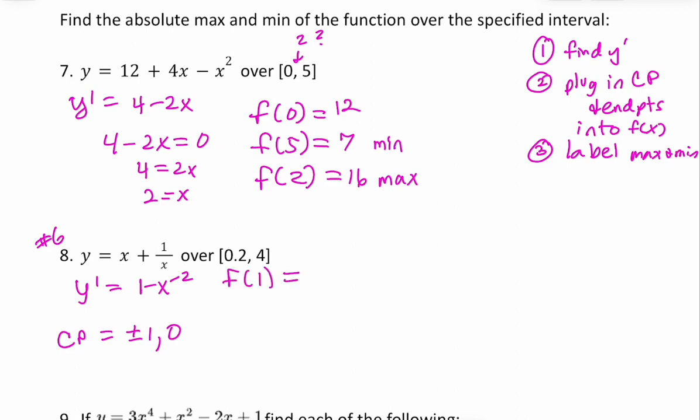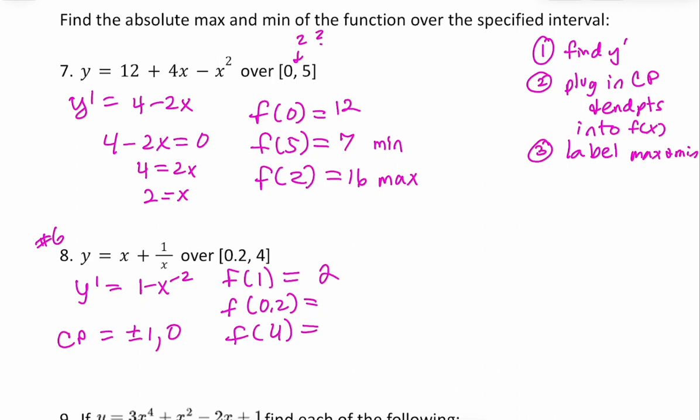Is negative 1 in that interval between 0.2 and 4? No. Is 0 in that interval from 0.2 to 4? No. But we always have to plug in our endpoints. So the critical numbers we found are limited to the ones that are in the interval. Okay? Earlier, I plugged in 1 and I got 2.